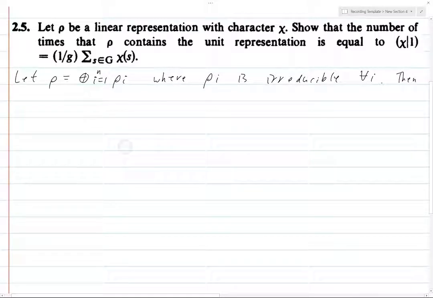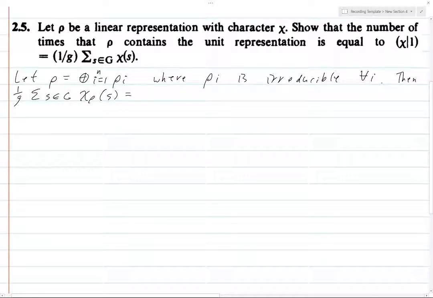We have 1 over the order of capital G, which is lowercase g, because Serre somehow thinks that that is logical. But I guess it is nice that you don't have to put brackets around g every single time. But I'm so used to using little g as the go-to element of capital G. But what are you going to do? So we have this, the sum over all s in G of chi rho of s.